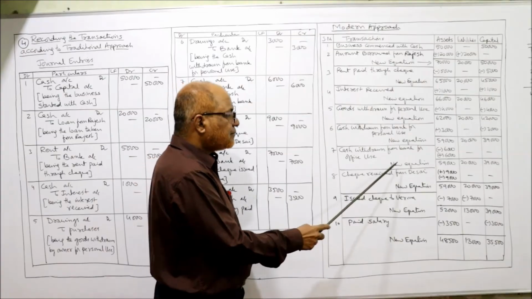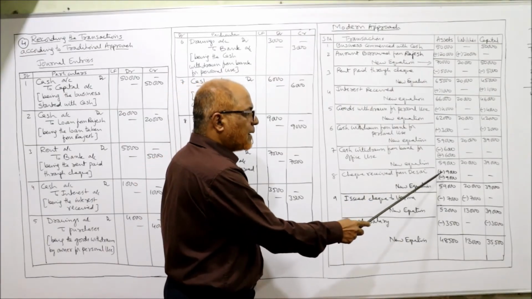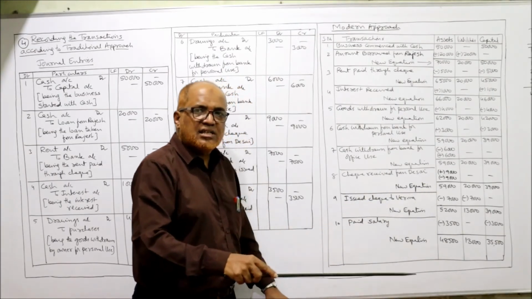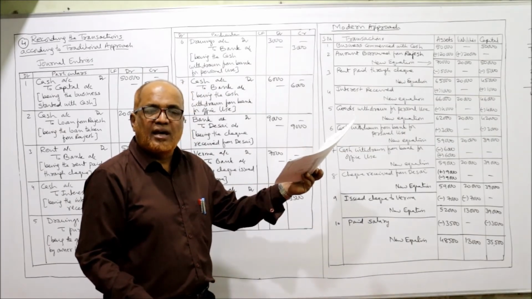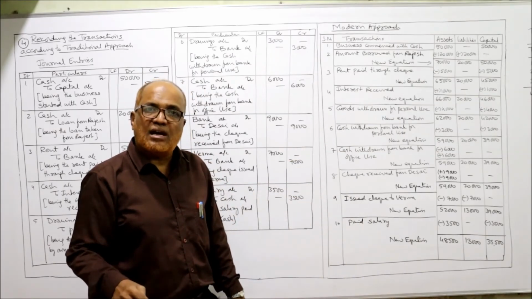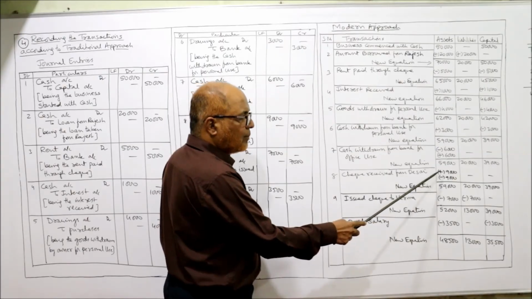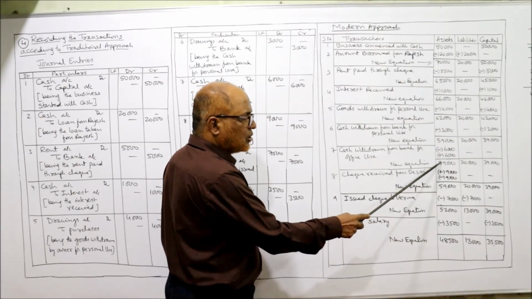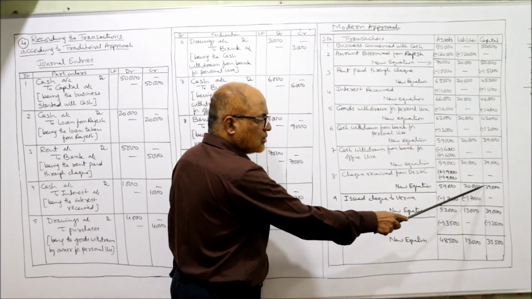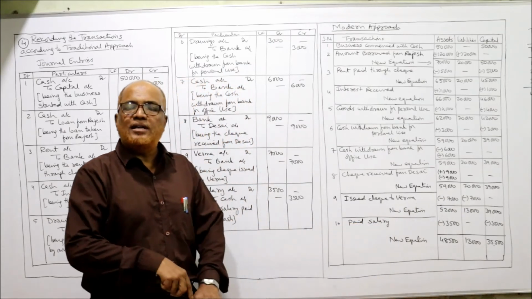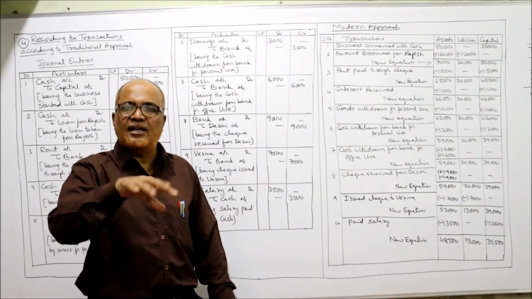So here, check received from this side plus 9,000. When check is received, our bank balance has increased. At the same time, the debtors have decreased. So minus 9,000. Plus 9,000 minus 9,000. Total remains the same, 59,000, 20,000, 39,000. So it is just a transfer of one asset into another asset.